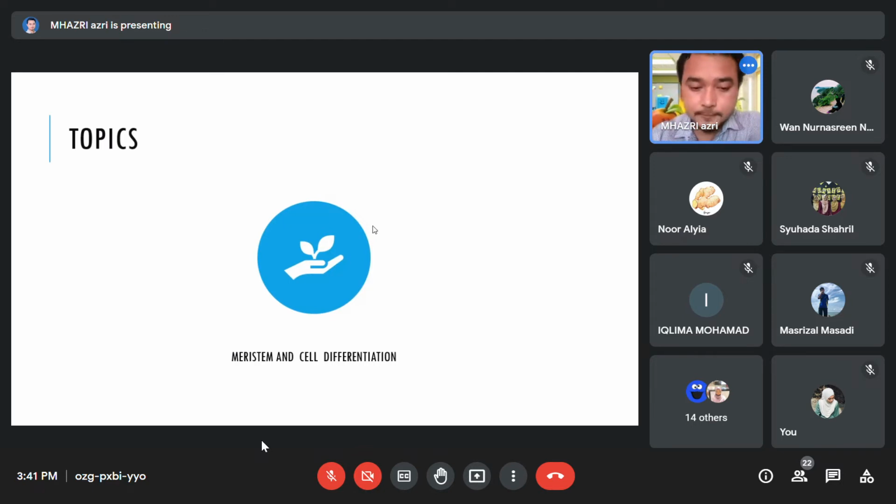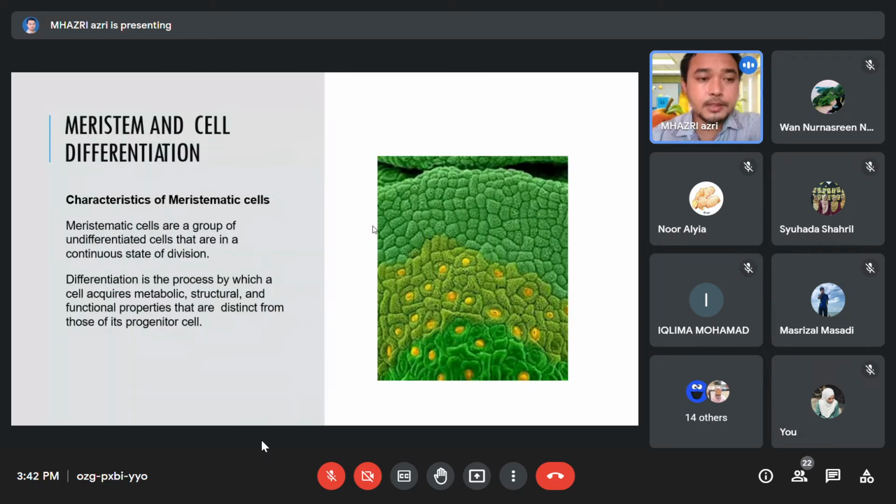So let us proceed with the second topic, which is meristems and also cell differentiation. So what is meristematic tissue or meristematic cells? Meristem cells or meristem tissues resemble stem cells in our body, humans. So these meristems and also stem cells are undifferentiated cells.